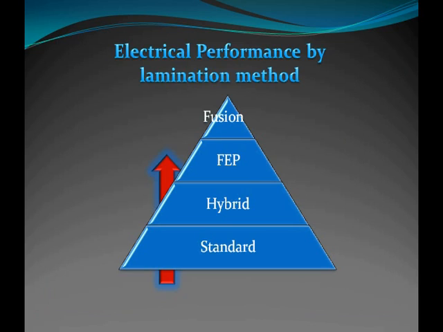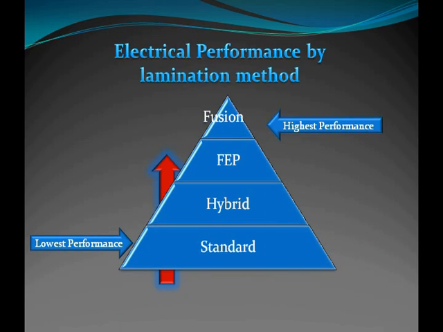Illustrated here are the four major types of lamination in order of their electrical performance, from low to high. Standard being the lowest, followed by hybrid, then FEP lamination, and finally the top performer, fusion bonding. Performance is impacted by both the material properties and lamination method used.